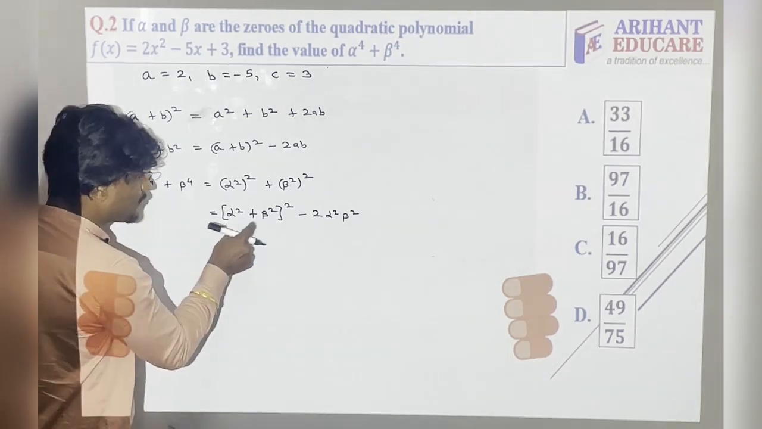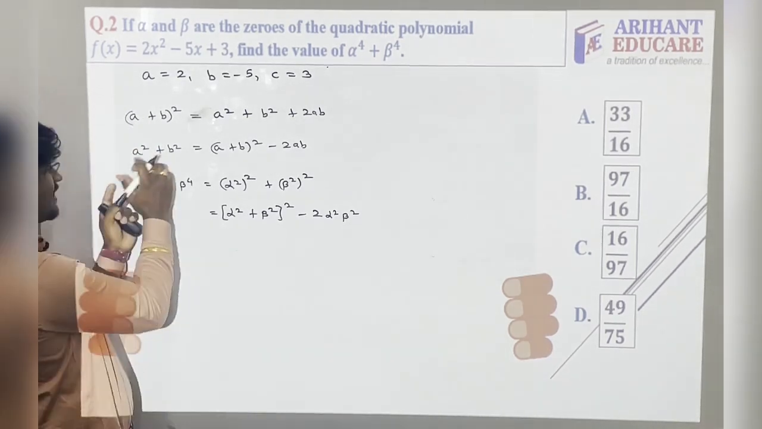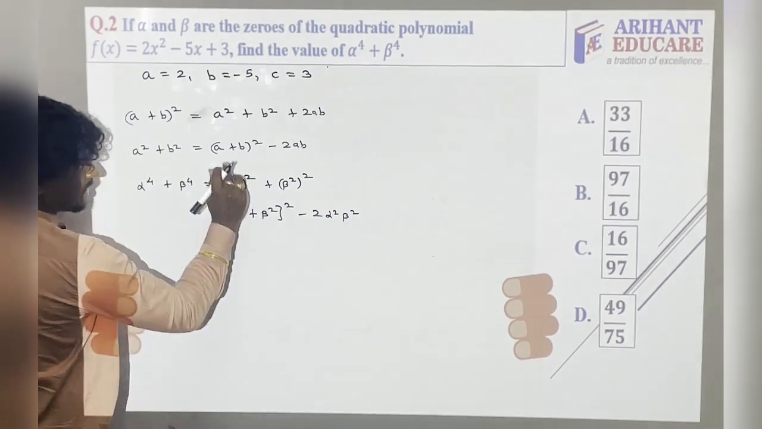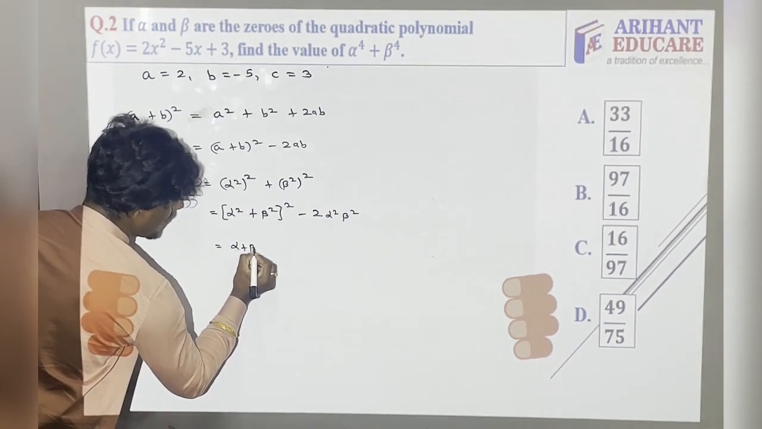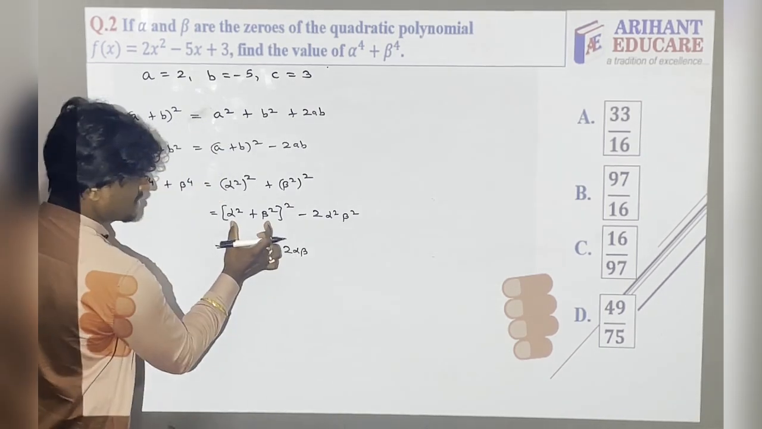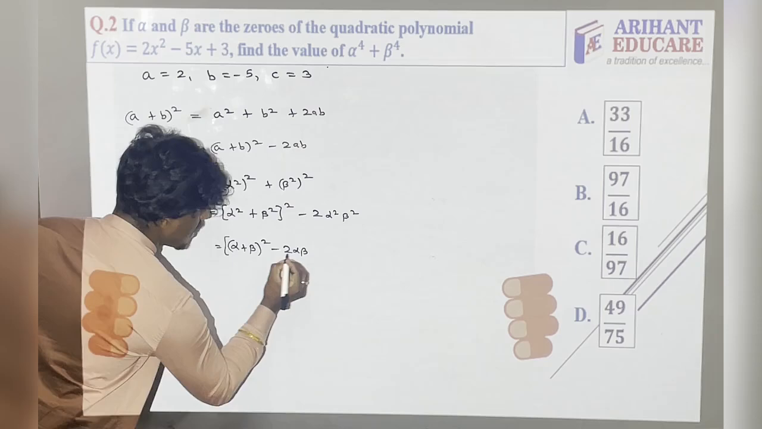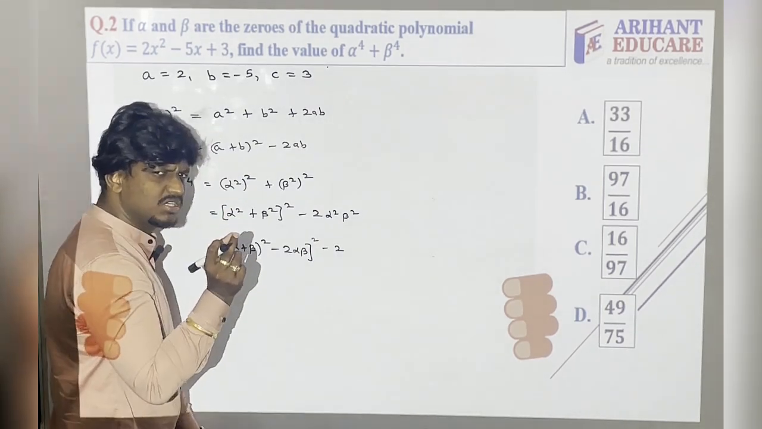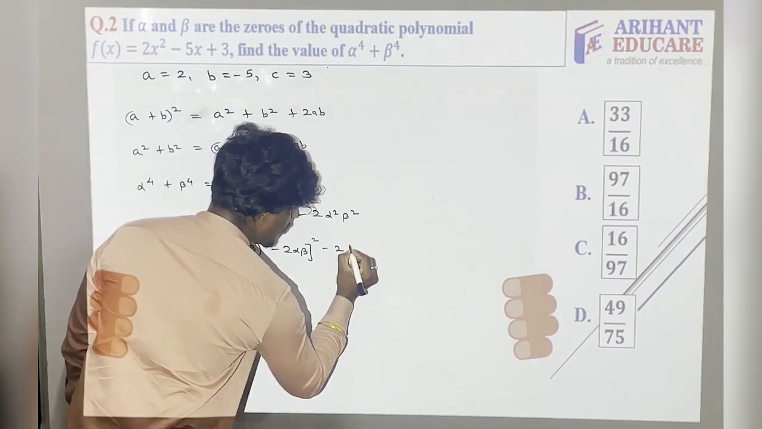Now, do I know alpha square plus beta square? No, I know a square plus b square. I'm going to do the same thing. Instead of alpha square plus beta square, we're going to write alpha plus beta the whole square minus 2 alpha beta. Instead of this, I've written this, and the whole square minus 2. Both have the same powers. Law of indices, same power law, right?